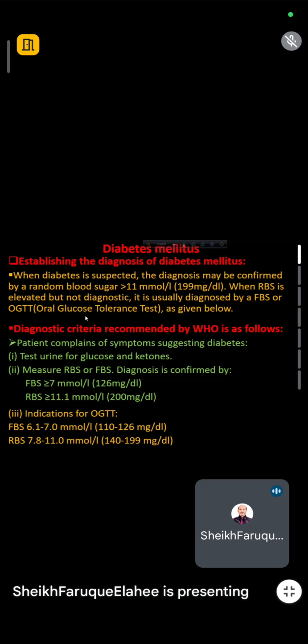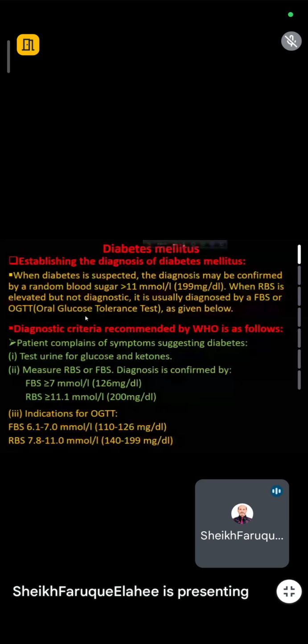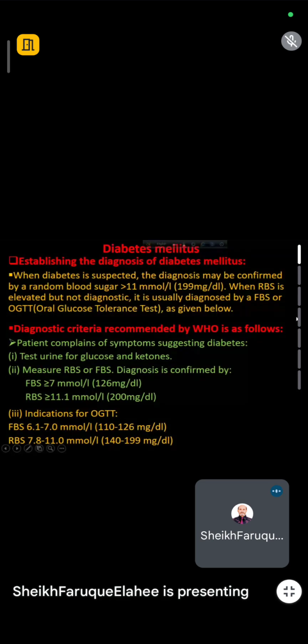First, only RBS. If it is more than 11, he will come and say, oh, I have 14. Yes, he has diabetes. I have 12, diabetes. I have 11.5, yes, you have diabetes. But if I have more than 7 but less than 11, then you are confused. You cannot say he has diabetes, or also that he does not have diabetes. Then you will have to go for fasting blood sugar or glucose tolerance test. Okay, how to do this? This is the WHO, World Health Organization standard to diagnose diabetes mellitus. This is called OGTT, oral glucose tolerance test.